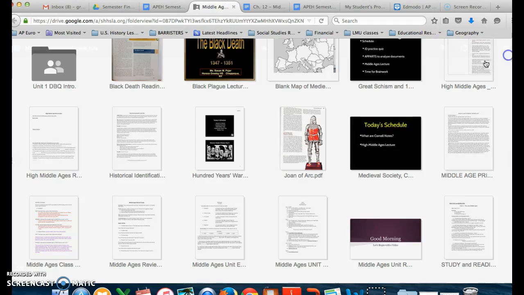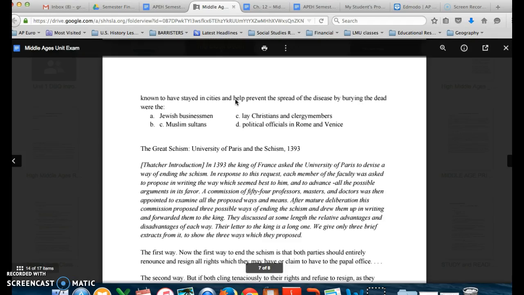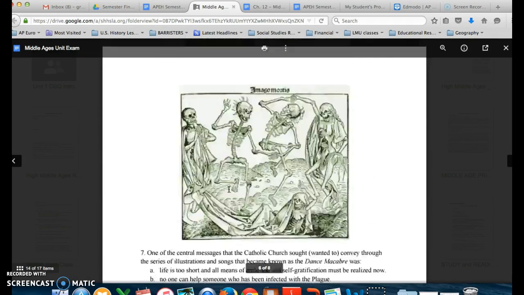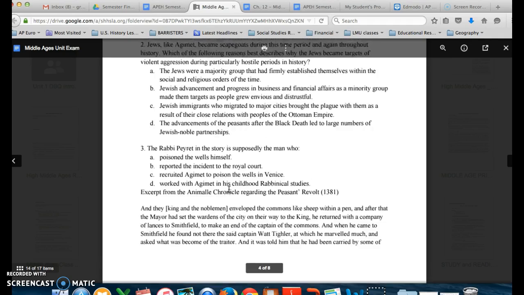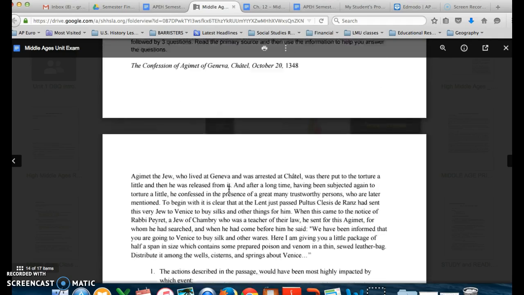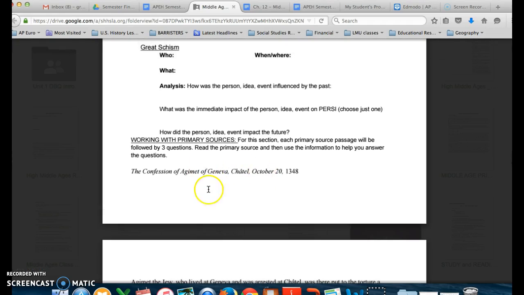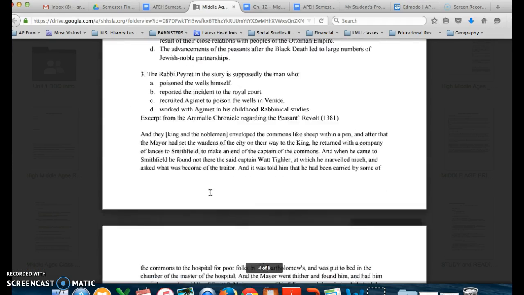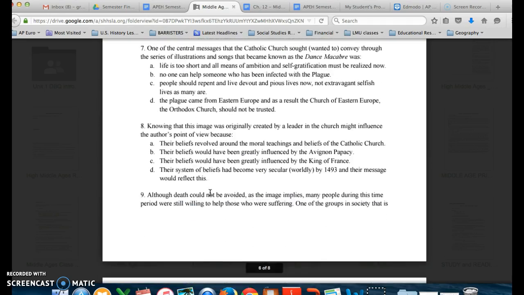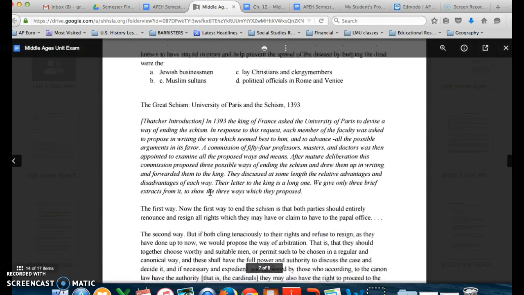So I would definitely go through every single test. Looking through lectures helps, but the most important things are going to be your tests. So this is the test, Middle Ages Unit Exam. And this is where you're going to find most of the primary source documents. So, what was important about this? The Confession of Agamet of Geneva. So you read through that. The Dance of Death. There's another primary source.